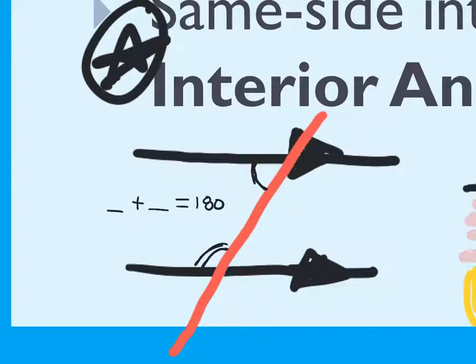Only when the lines are parallel. When they are parallel, that will always be true. Same with the other two on the other side.